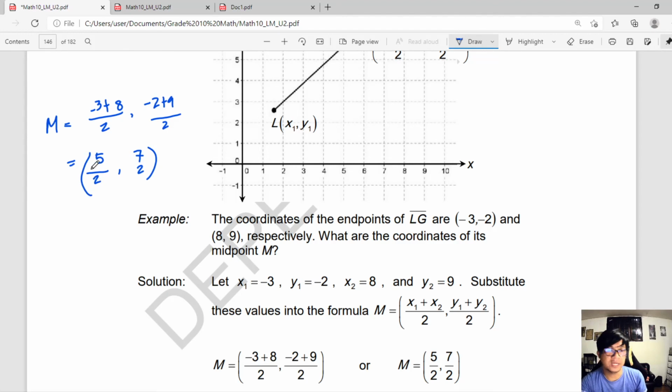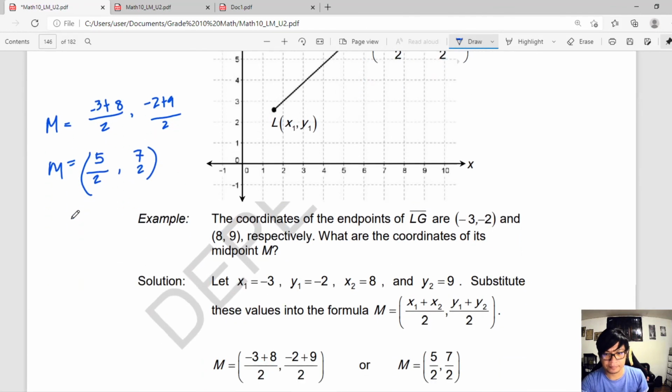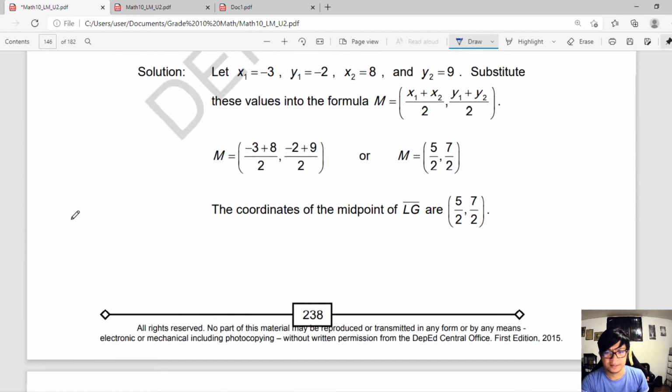So, this is the coordinate. Ito yung coordinate ng ating midpoint. So, ganun na kasimple yung midpoint. Actually, ganun lang yung kasimple.